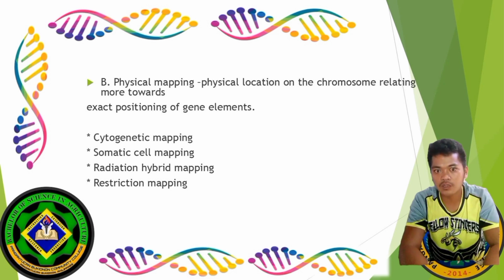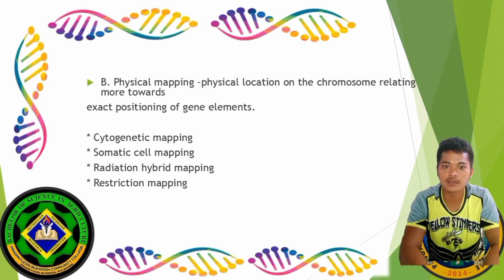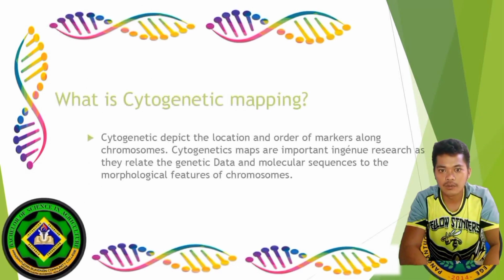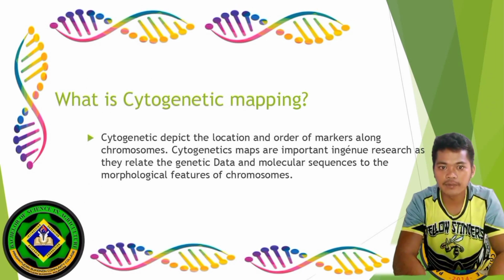Physical mapping: physical locations on the chromosomes, relating more toward exact positions of gene elements. Types include cytogenetic mapping, somatic cell mapping, radiation hybrid mapping, and restriction mapping. What is cytogenetic mapping?